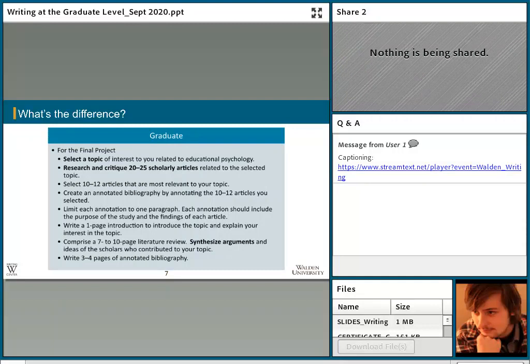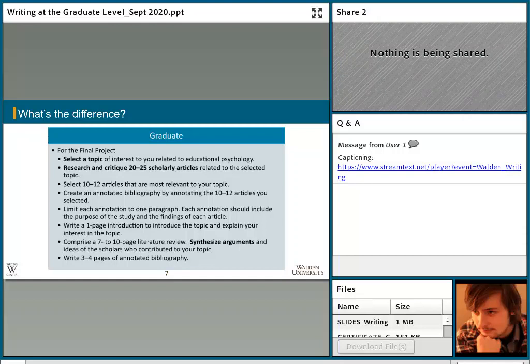Here's an example of what a final project prompt could look like at a graduate level. For a final project, select a topic of interest to you related to educational psychology. So, you have that creative freedom, right? It's not so much like, tell me what you think about this one thing. It's hey, find something that interests you. And the notion of following your own interest and your own curiosity is really important and comes into play to a large extent when you're thinking about starting a research project.